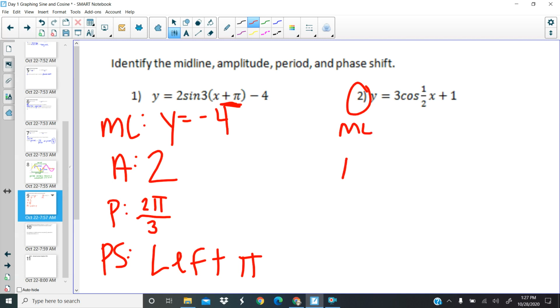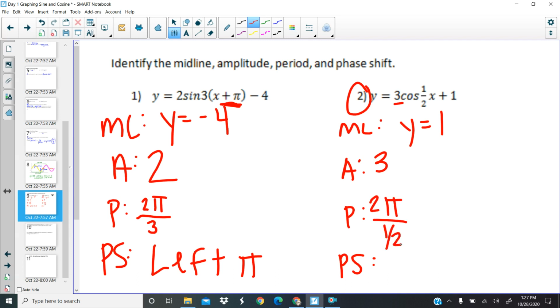So we have midline, amplitude, period, and phase shift. First with the midline, it's the number that's added onto the end, and this one it's 1, so it's just going to be y equals 1. For the amplitude, it's that number in the beginning, so this one's going to be 3. For the period, this one can be a little bit tricky. It's 2 pi divided by b, and b in this case is 1/2.